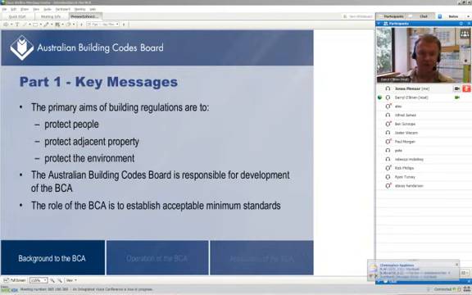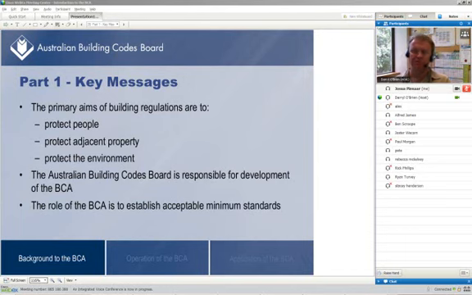So the primary aims again of building regulations are to protect people, protect adjacent property and to protect the environment. The ABCB is responsible for development of the BCA and the role of the BCA is to establish acceptable minimum standards. Now, that's a fairly important point, minimum standards. The BCA is a minimum standard document. There is nothing stopping you going above and beyond the BCA.